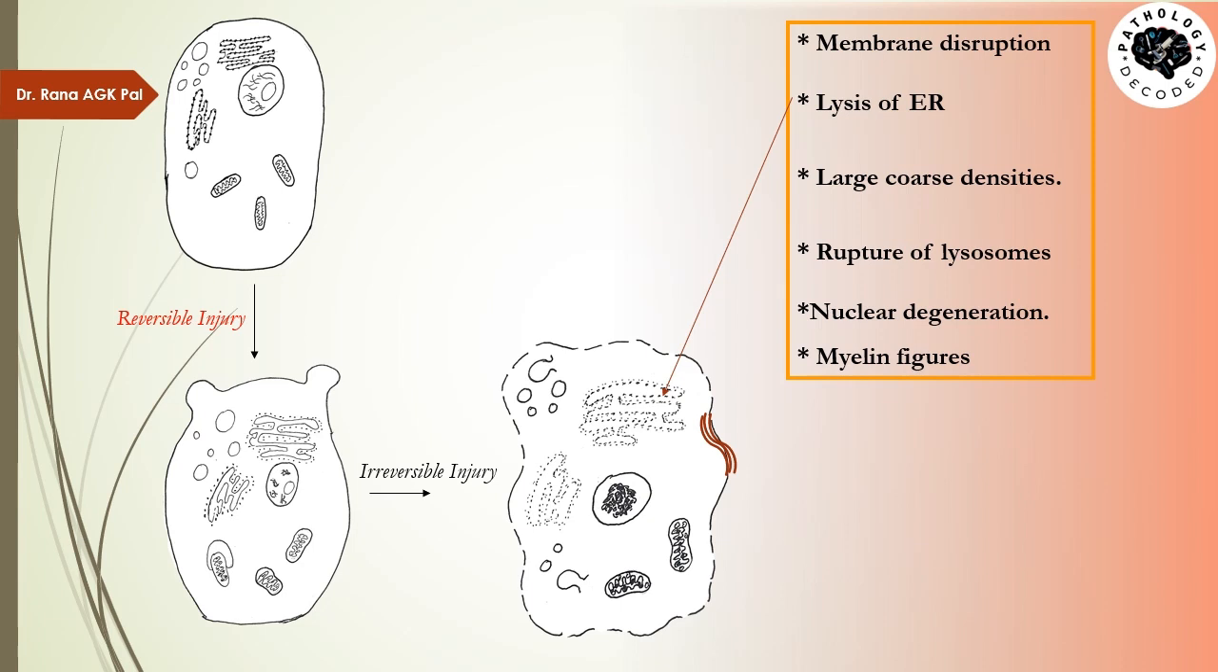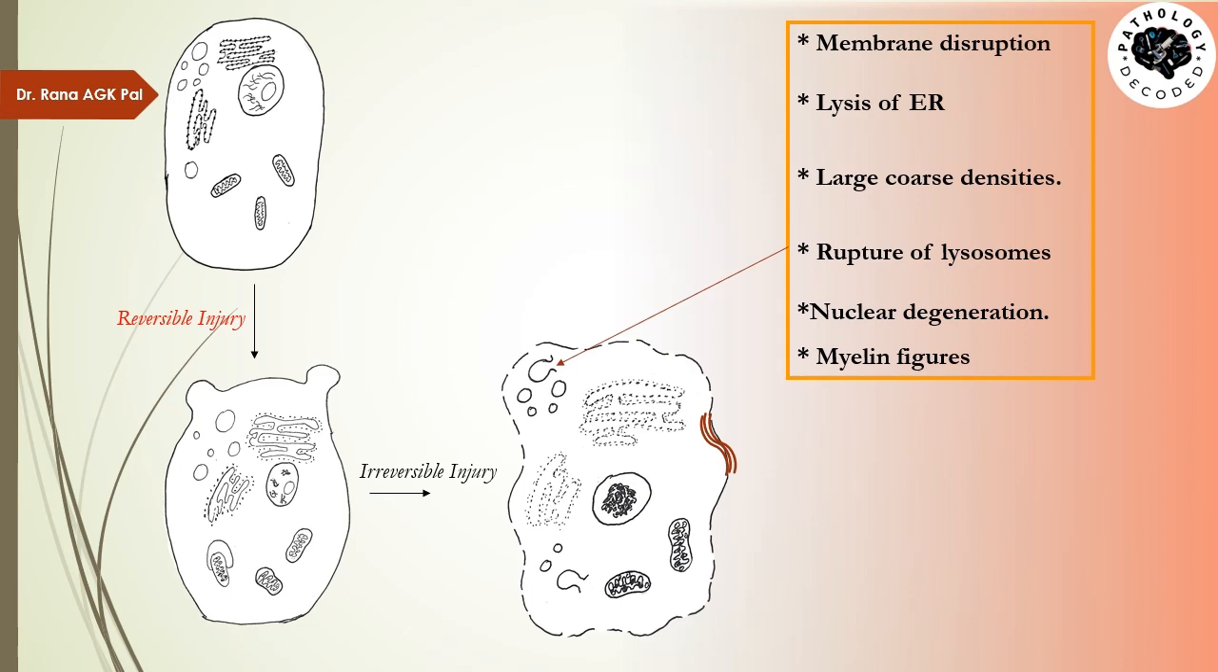So the endoplasmic reticulum, which had earlier been just swollen with the detachment of the ribosomes, will now start getting dissolved, they will start getting damaged. In the mitochondria, we will have large coarse densities. Remember, in reversible injury, we had small amorphous densities, but here these densities, due to calcium coming inside the mitochondria and getting deposited, will appear as large coarse densities.